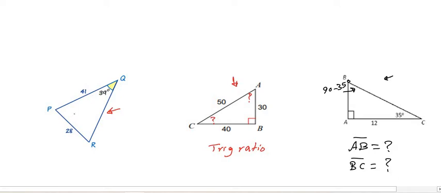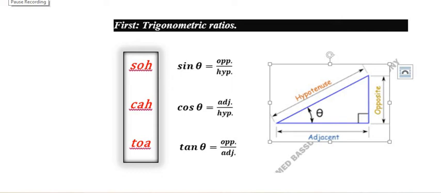And also for this triangle PQR, in order to find this side, the Pythagorean theorem doesn't help because we don't have a right angle triangle. So we can find the length of this side only by using trig ratios: sine, cosine, and tan. And that leads us to the next part of our session. The first topic we're going to revise is trigonometric ratios.